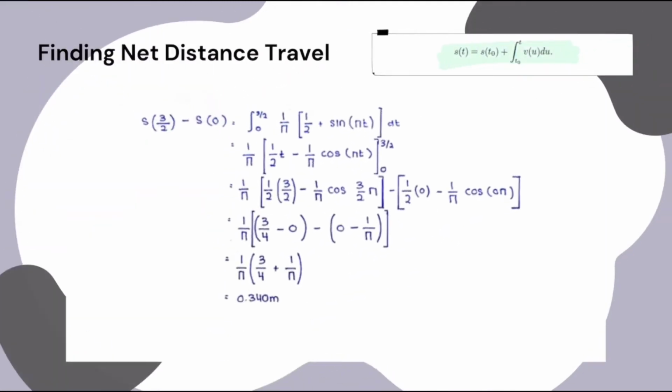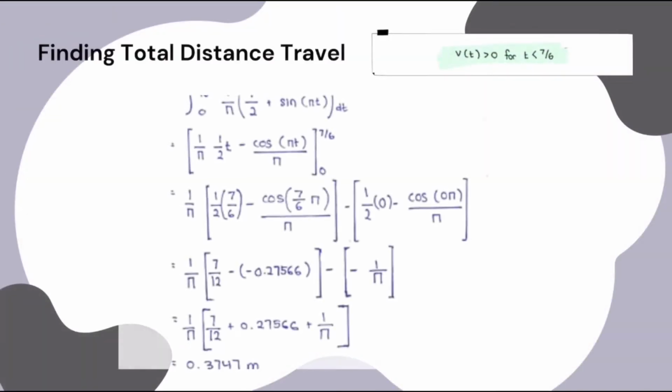Then we take this equation and substitute it in the distance formula to find the net distance traveled. We will integrate the velocity evaluated from 0 to 3 over 2 to get the value of the net distance traveled, which is 0.340 meter.